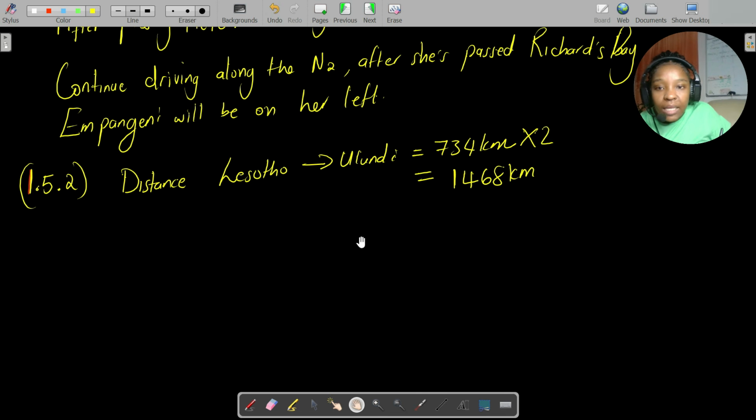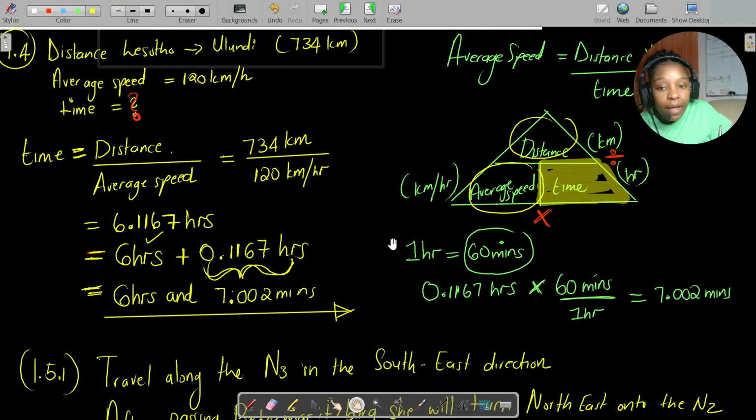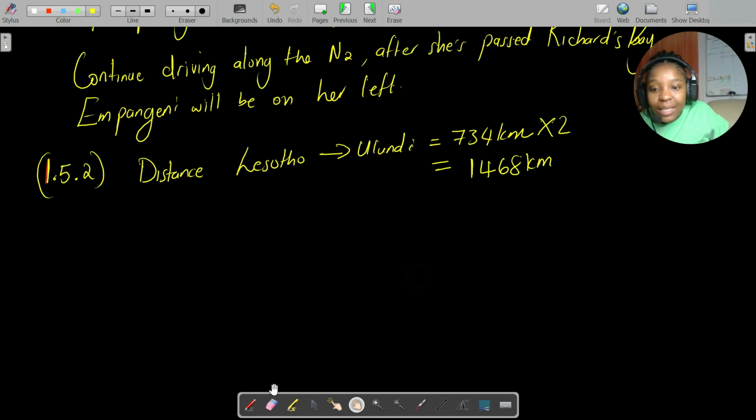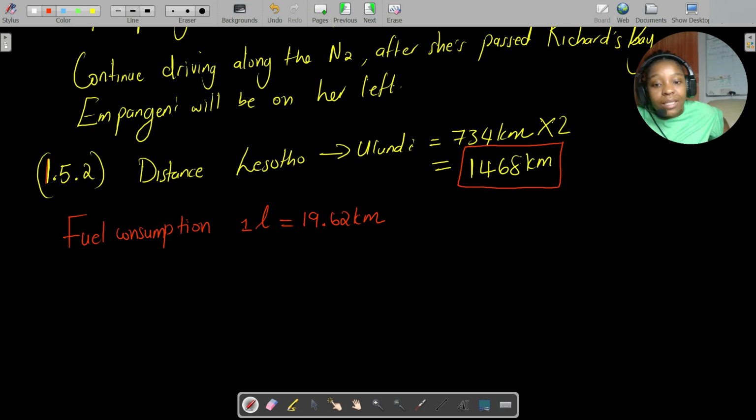So now, how many liters? This question is asking us to determine how many liters of petrol she will need. Now we're going to go back to the equation that tells us about fuel consumption. It tells us that with 1 liter you'll be able to travel 19.62 kilometers. Now you know how many kilometers she'll have to travel, 1,468 kilometers. So how much petrol will she need?